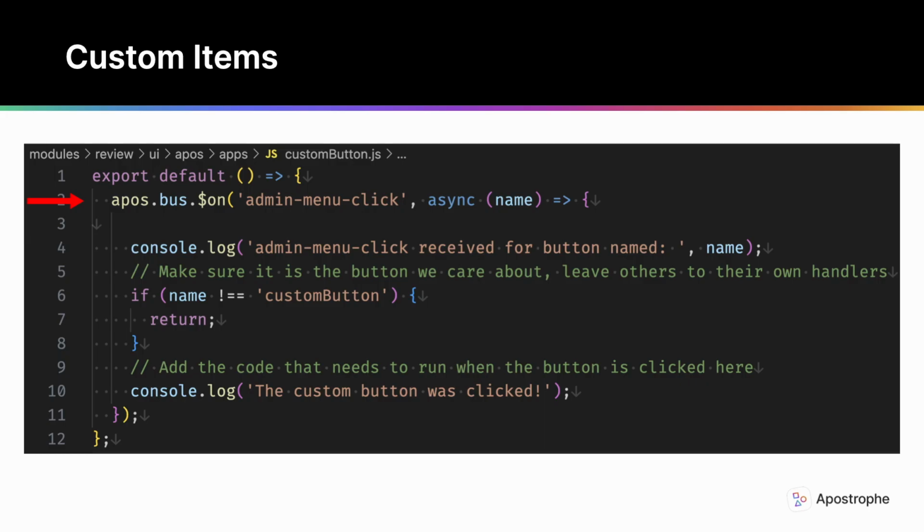The apos.bus helper allows you to listen for bus events emitted by any other module. In this case, one of the admin bar view components emits the name of which button was clicked using apos.bus.$emit('admin-menu-click', name). The code above listens for the admin-menu-click emission and passes the button name into the callback function. Just for fun, we are logging what button was clicked. Next, we test whether the passed name matches our custom button name and return early if it doesn't. Otherwise, we run our custom code to perform our custom button function.